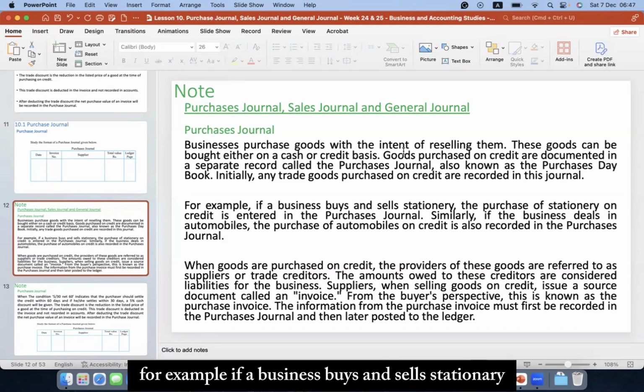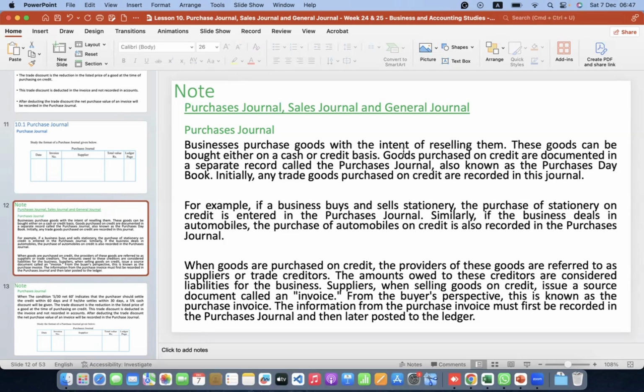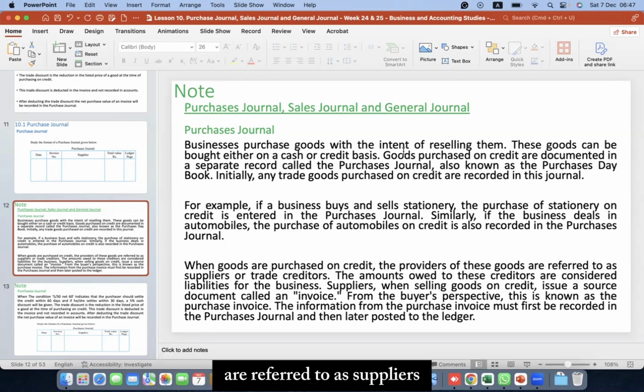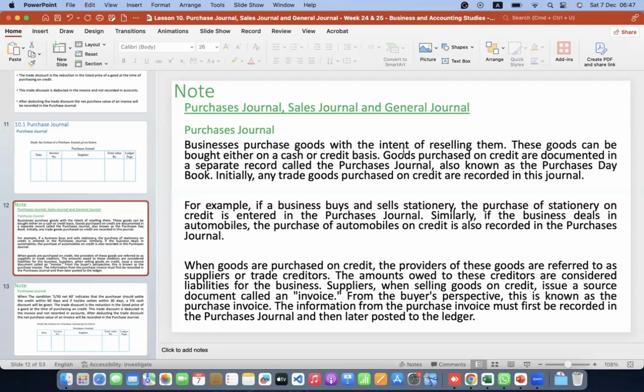For example, if a business buys and sells stationery, the purchase of stationery on credit is entered in the purchases journal. Similarly, if the business deals in automobiles, the purchases of automobiles on credit are also recorded in the purchases journal. When goods are purchased on credit, the providers of these goods are referred to as suppliers or trade creditors. The amount owed to these creditors is considered a liability for the business.